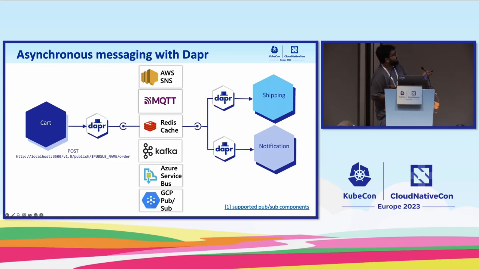Can I use a pointer? Yeah, this URL right here. The PubSub name can be parameterized, or you could just manage it on your own. And then Dapr knows how to talk to SNS or Kafka or Azure Service Bus.